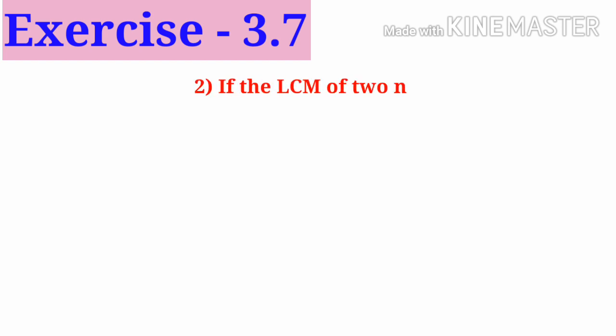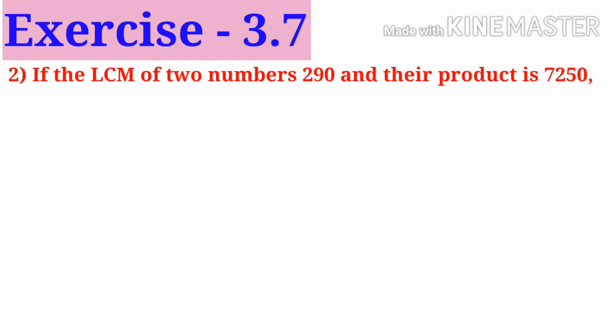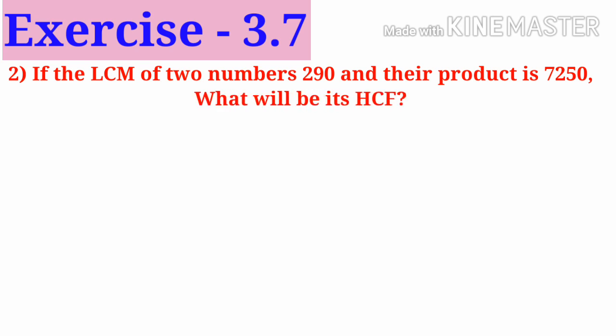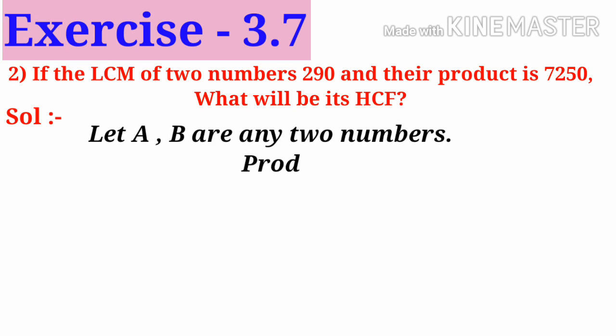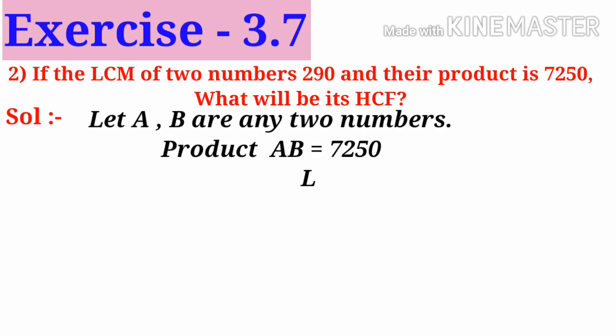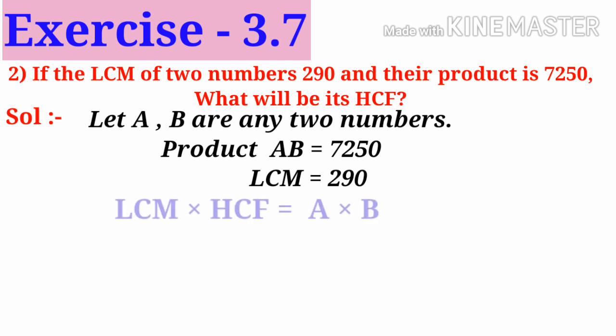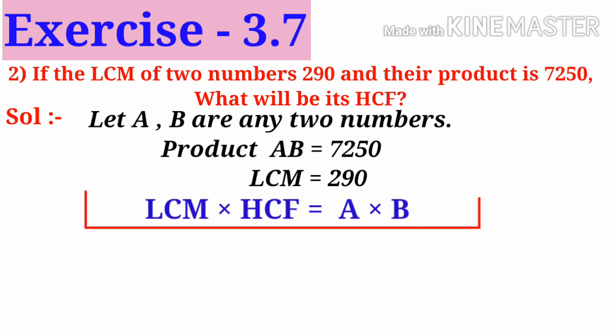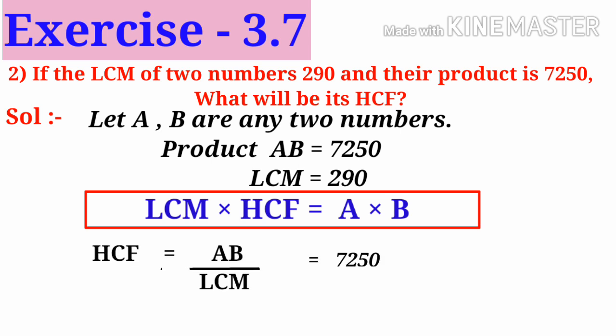Now second problem. If the LCM of two numbers is 290 and their product is 7250, what will be its HCF? Let A and B be any two numbers. Then product A into B is 7250, LCM is equal to 290. We know that LCM into HCF is equal to A into B. So HCF is equal to AB by LCM. 7250 by 290. The zeros get cancelled. 29 twos are 58, 29 fives are 145. That is 25. So HCF is 25.